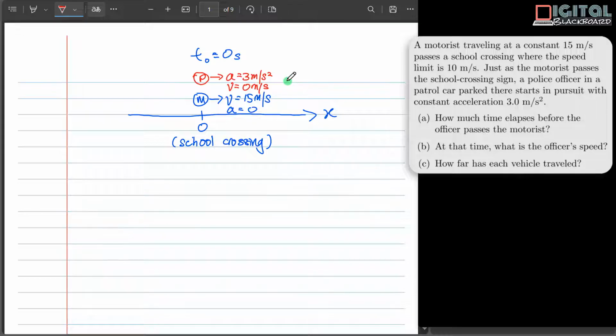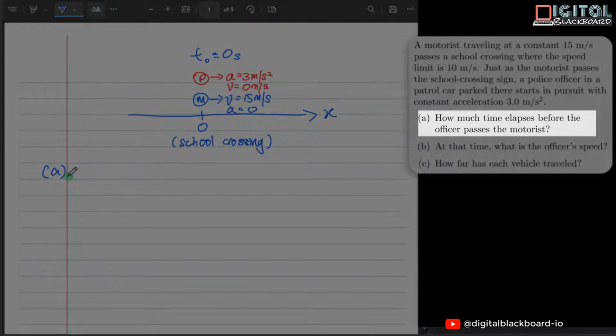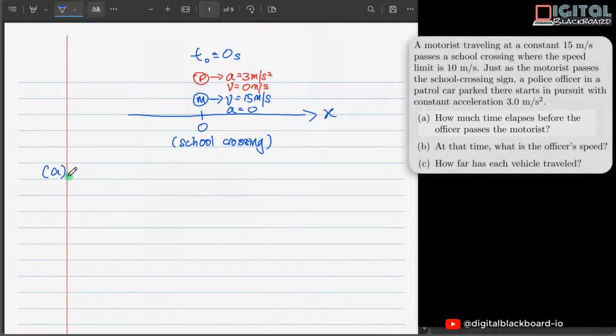The data is given here. So for part A, how much time elapses before the officer passes the motorist? Now at the instant the police officer finally catches up with the motorist, the x position for both the motorist and the police officer are the same.